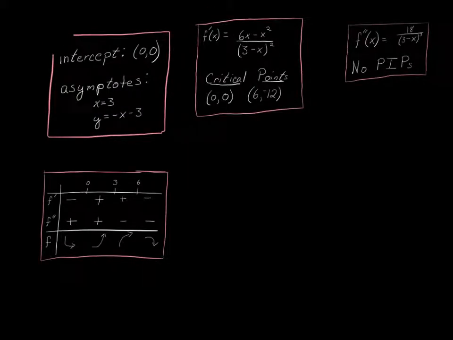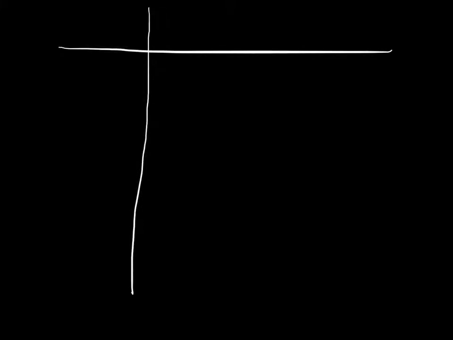So now that all the work's out of the way, we get to do the fun part, which is sketch the graph. And I'm really looking forward to it. We're going to use all of this information to sketch the graph, okay? So let's get started. I'm going to sketch my asymptotes. I have an asymptote x equals 3 and an asymptote negative x equals negative 3.